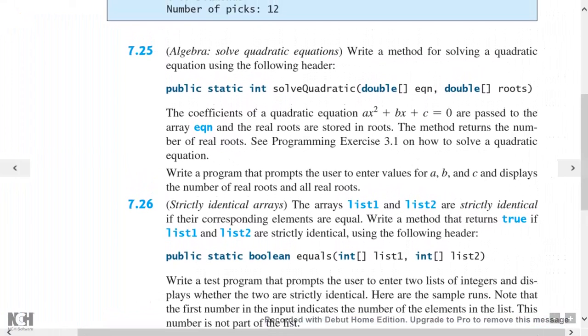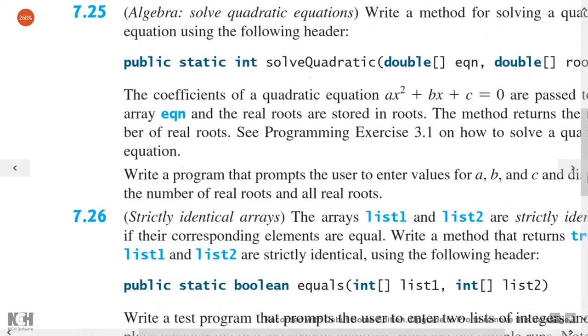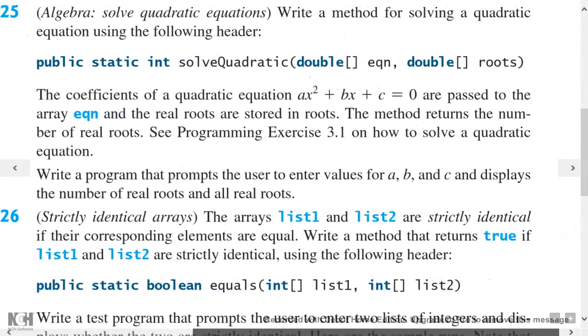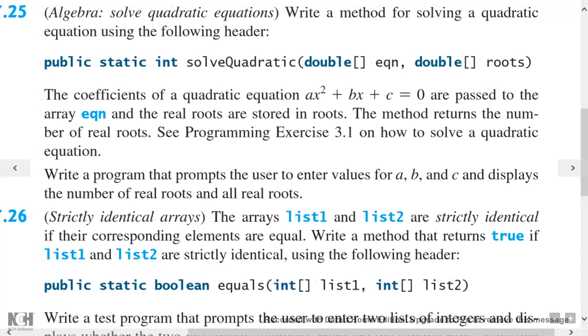And we've been doing this problem a couple of times, except that this time around we'll be using a different approach. What we are required to do is to write a method for solving a quadratic equation using the following header. The coefficients of a quadratic equation ax squared plus bx plus c equals 0 are passed to the array equation. The real roots are stored in the roots variable. The method returns the number of real roots. See Programming 3.1 on how to solve a quadratic equation.